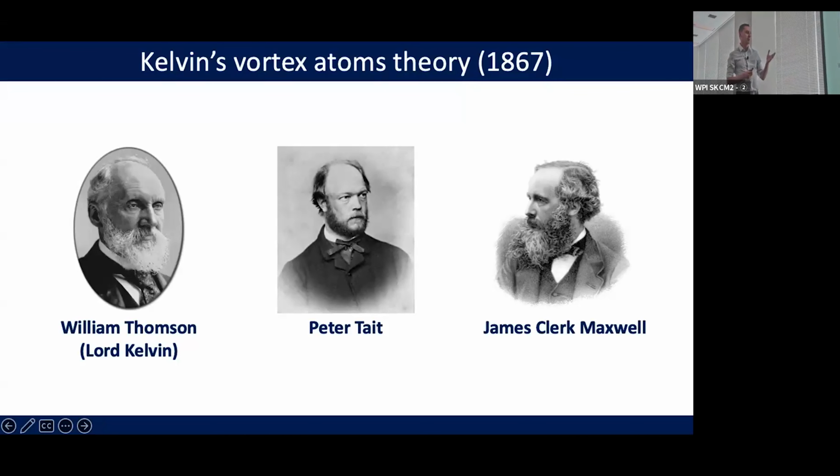The first one is William Thomson, known under the name of Lord Kelvin. We've already heard about him in the past days because he's the one who gave the definition of chirality. At the time, he was a very well established chemist and physicist. The other two are a bit younger. One is a mathematician, Peter Tate, and the other, as you all know, is the physicist James Maxwell. The three men are all from Scotland, so they know each other.